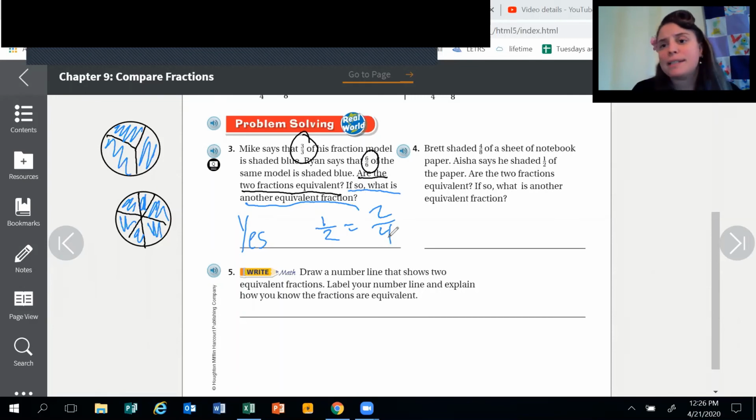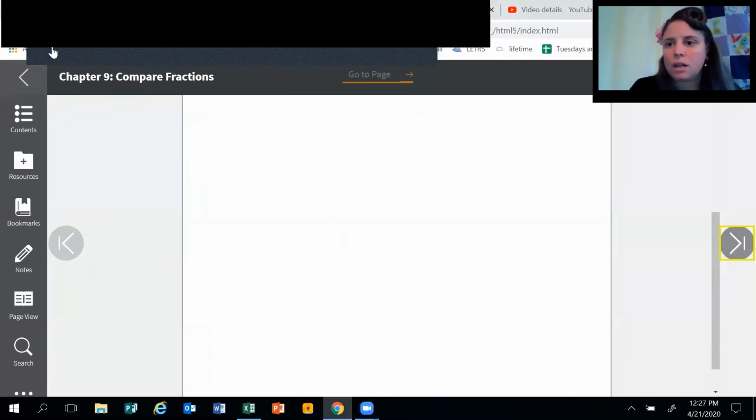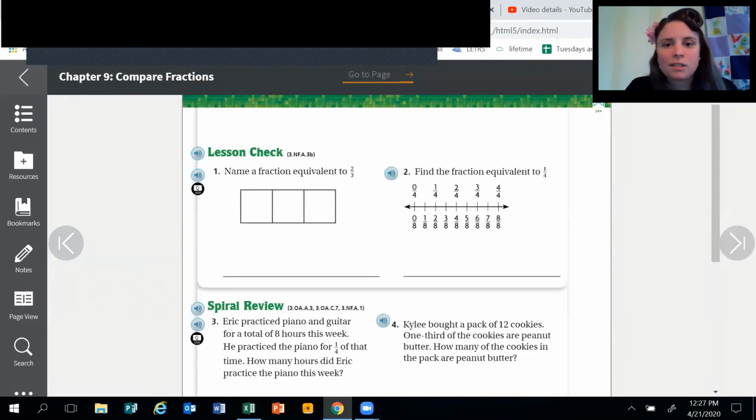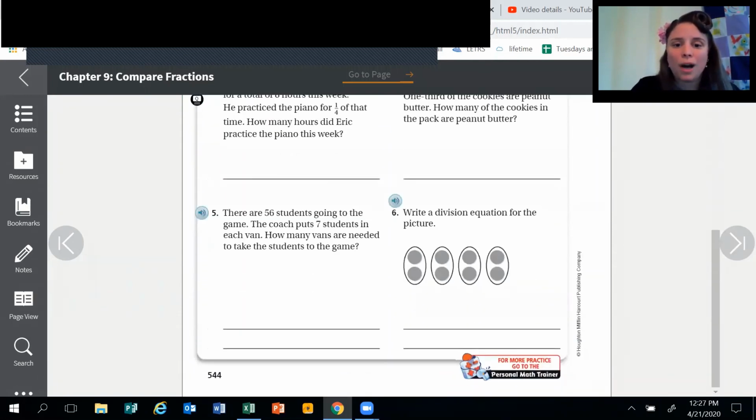All right, and number 4 is exactly the same, so you guys got that. And let's look on the next page. And on the next page, this is a lesson check to make sure you know what you learned today, which is equivalent fractions, and then you have a little bit of review on the bottom.